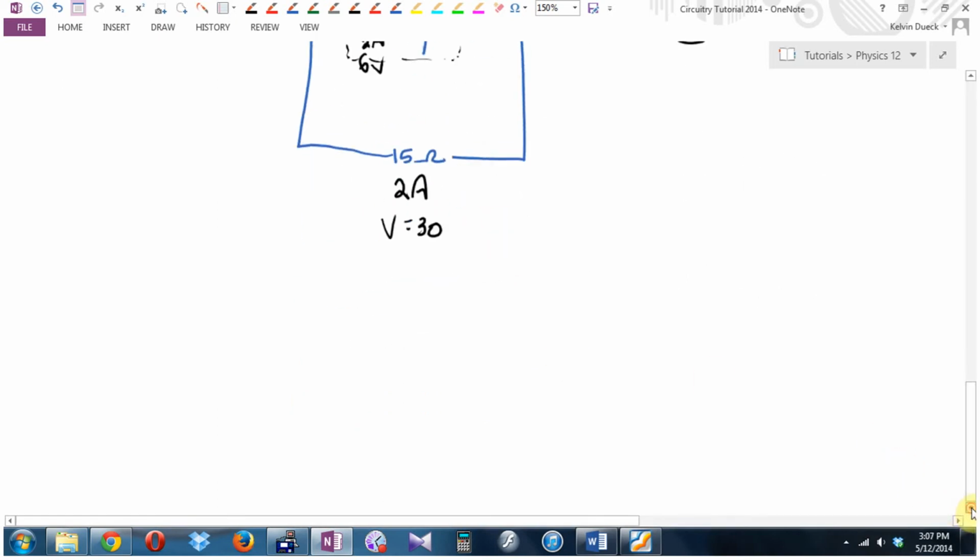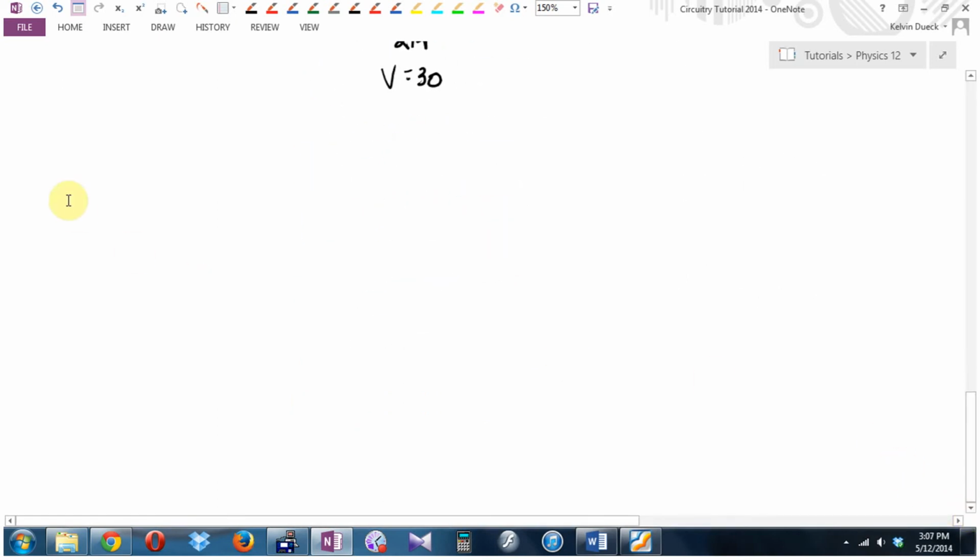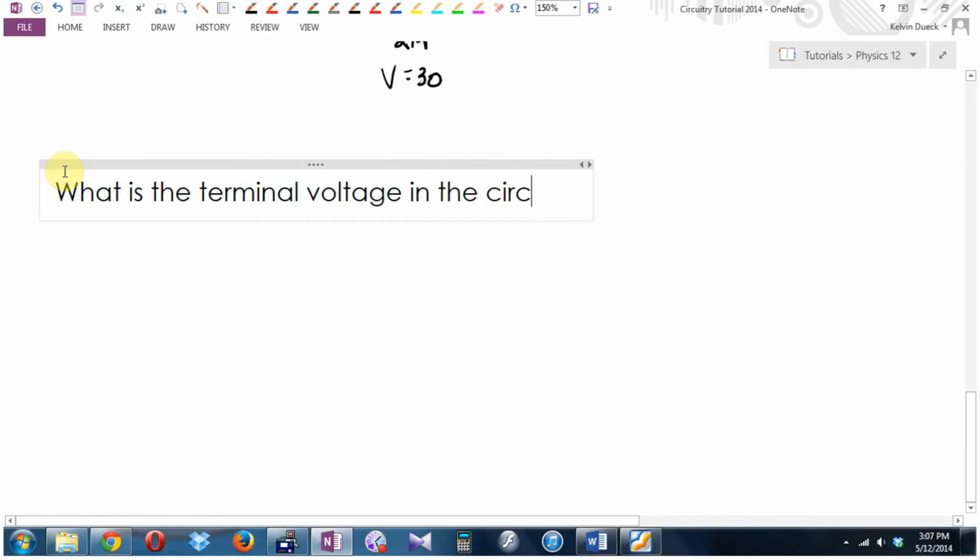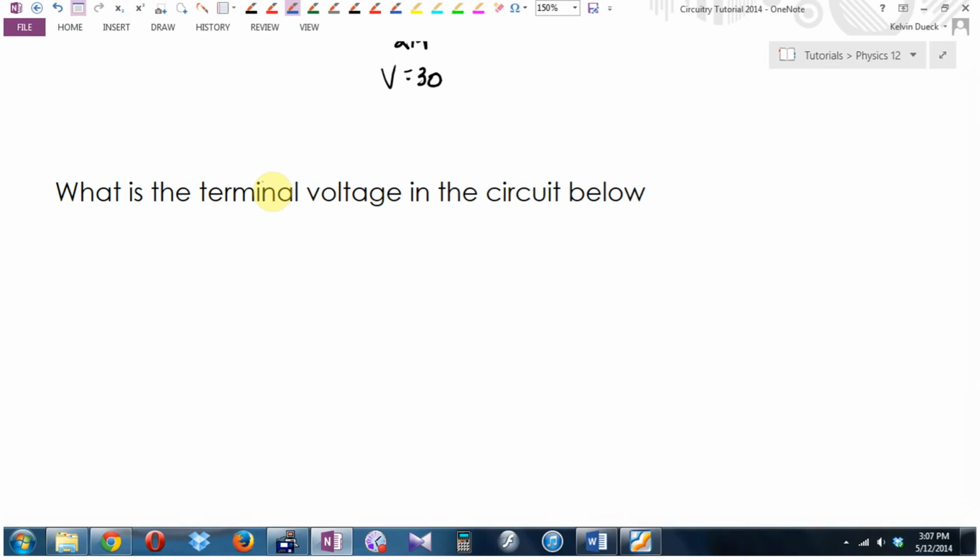So let me see if I can find some nice pictures here. What is the terminal voltage in the circuit below? I'm going to do some really quick sketches. I'm using my tutorial from last year, but I'm trying to change the numbers. I'm hoping desperately I don't make up numbers that are impossible. If I do, I apologize in advance. So let's go with the battery like that.